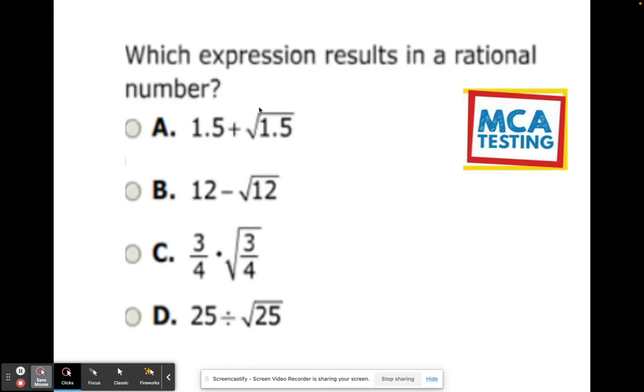If you had a question like this on your MCA, the question would be, which one results in a rational number? Well, if I take an irrational number and add to it, it's going to stay irrational. So square root of 1.5 is irrational. Square root of 12 is irrational. Square root of 3/4 is irrational. Square root of 25 is just 5. It is a rational number. So 25 divided by 5 will give you 5. This would be your rational number.